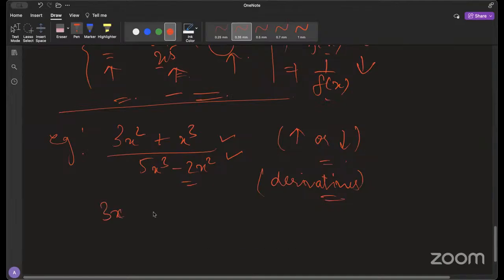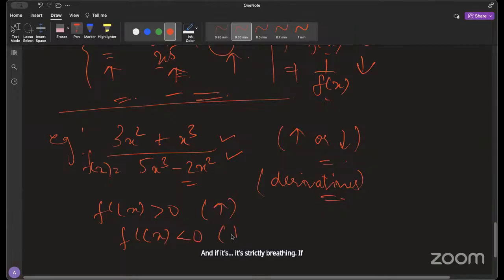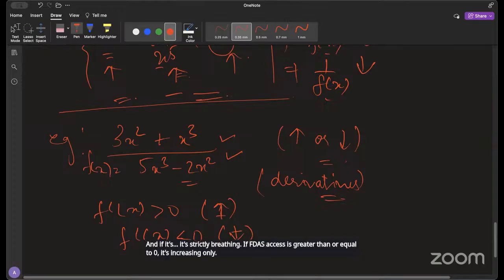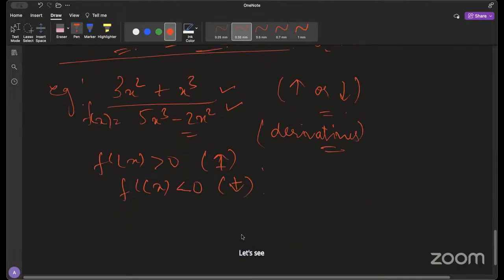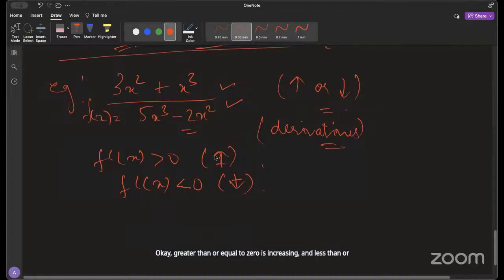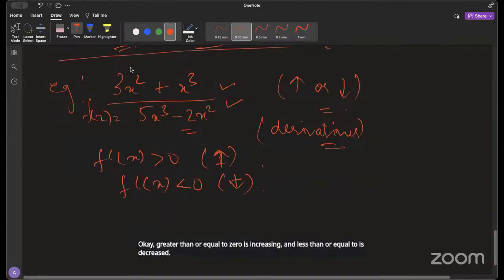Ma'am, how does the derivative show whether it is increasing or decreasing? If f dash x is greater than 0, then it will be increasing, strictly increasing. If f dash x is greater than or equal to 0, it's increasing only. So greater than or equal to 0 is increasing and less than or equal to 0 is decreasing. Strictly decreasing and strictly increasing for the strict inequalities.